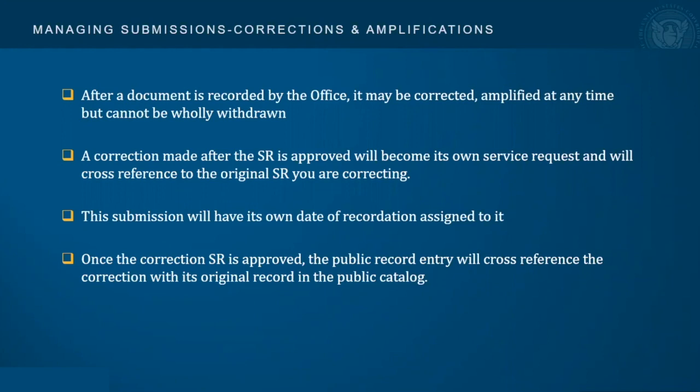Once the correction SR is approved, the public record entry will also cross-reference the correction with its original record in the public catalog. The owner of the original recordation filing submitted can correct or amplify an SR. If the SR is transferred, then the new owner can make the correction.